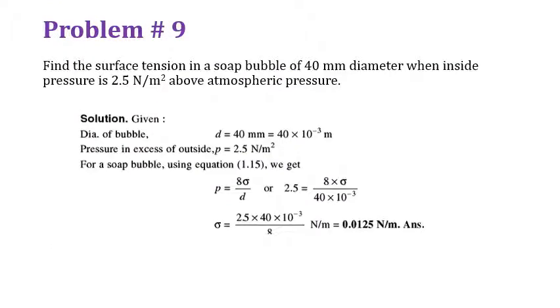Find the surface tension in a soap bubble of 40 mm diameter. So the diameter is given and it is a soap bubble, when the inside pressure is 2.5 Newton per meter square above the atmospheric pressure. So this excess pressure is 2.5 Newton per meter square. The diameter is given and it is a soap bubble, so the formula for the excess pressure is 8 sigma over D. Just use it and you have your answer.